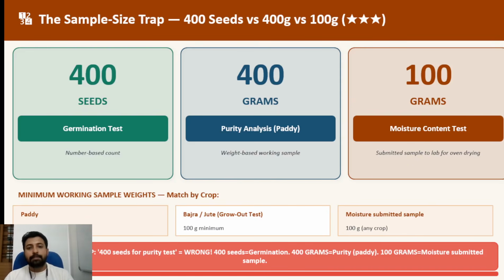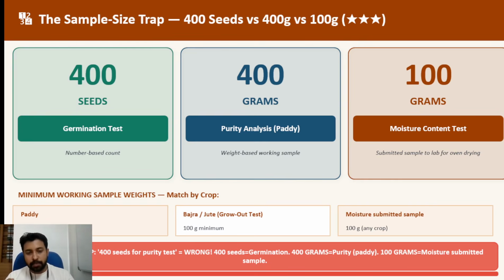Then come the sample size based questions. I told you, for each and every test, for example germination test, purity test, moisture content test, the amount of seed that the customer or farmer should give for testing differs. For each test there is a designated amount of seeds to be given. Clear?